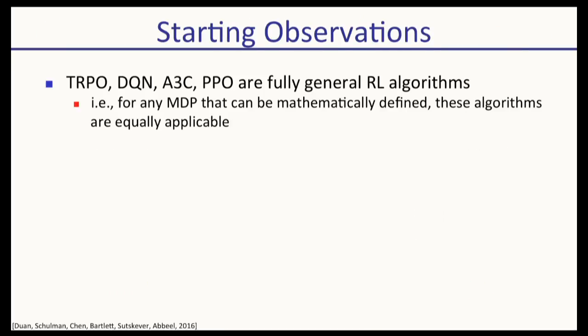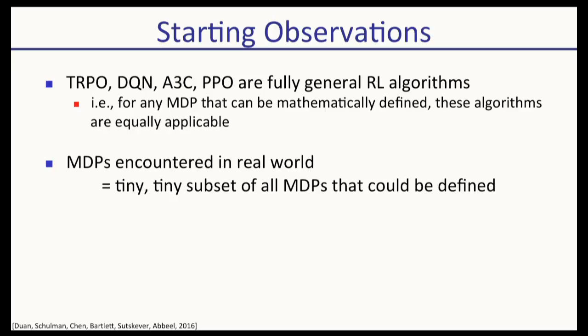The starting observation is that the methods that are currently state-of-the-art are fully general algorithms. And they can solve any Markov decision process that you could possibly mathematically define. That's nice that they're so general, but what you encounter in the real world is a small subset of what is mathematically definable. And so maybe, this is just a hypothesis, but maybe humans can learn more quickly because they are attuned to Markov decision processes that happen in the real world, and as a consequence can zone in on solutions to those problems more quickly, even if they cannot solve every possible mathematically definable Markov decision process very quickly.